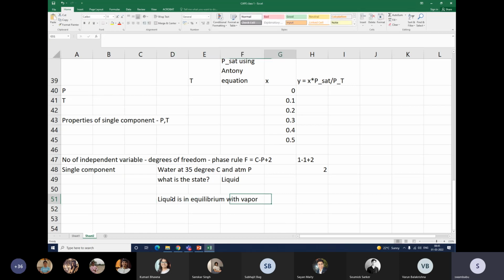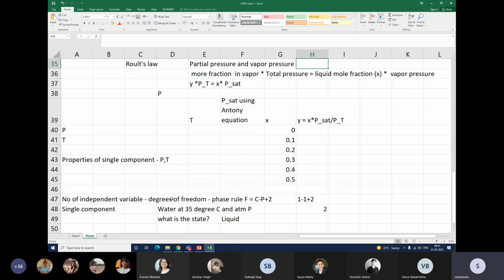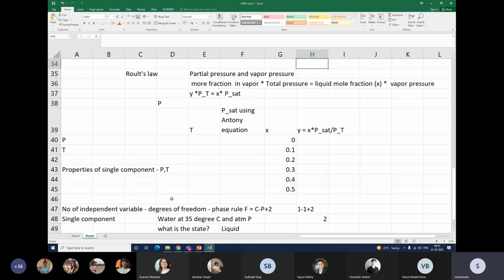Now, what is the degrees of freedom? We have component 1, because only one component is there. The number of phases is 2, and plus 2. So the degrees of freedom is 1. That means you need to know only one property to define the state. If you know pressure, we can define the state. If you know temperature, we can define the state. If you know temperature, we can easily know the saturation pressure, then we can do the rest of the calculations.